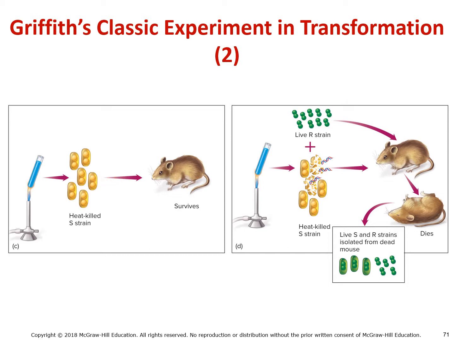But one of the weird things he noted is whenever he mixed the dead encapsulated bacteria with the living rough or non-encapsulated bacteria and put them both in the mouse at the same time, the result was a dead mouse. And what he could pull out was both encapsulated and non-encapsulated living bacteria. So how did this happen? Really, what happened was the living non-encapsulated bacteria picked up the genetic information to make capsules, allowing them to produce the capsules that allowed them to survive, reproduce, cause infection, and kill the mouse.